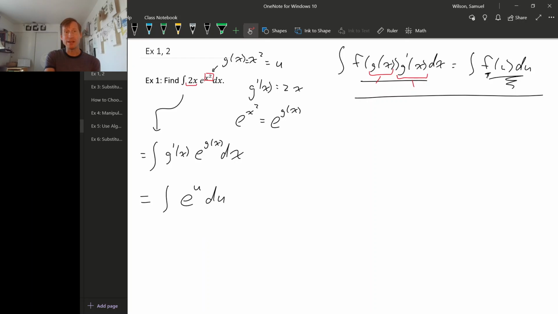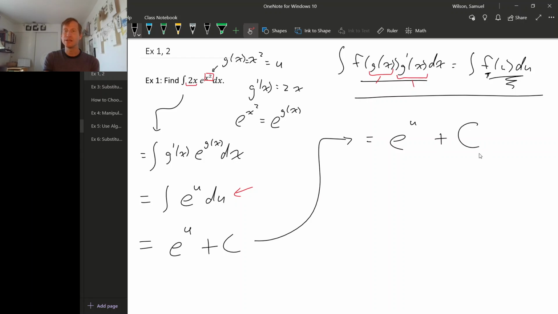And now hopefully, the hope with the u substitution is that once you're done with your u substitution, all of the x's are gone, and you only have u's. The hope is that this integral is easier to do than the one you started with. And this integral is easier to do than the one we started with. The integral of e to the u du, so an antiderivative for e to the u, that's e to the u, plus a constant. Don't forget the constant of integration. So our antiderivative is e to the u plus c.